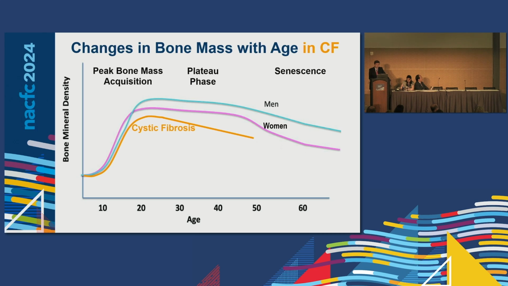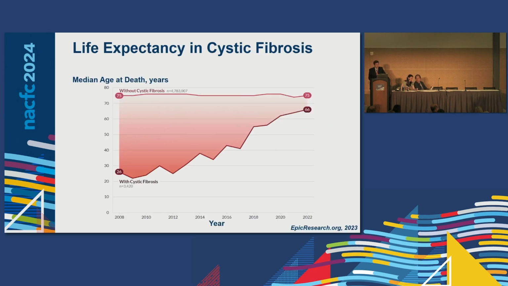So going back to this graph, I've showed you that people with CF have lower peak bone mass and are losing instead of maintaining during the plateau phase. There's very little data telling us what happens beyond that. I could not find much in the literature on this topic. But clearly this is going to be important because, as everybody in this room knows, the life expectancy of people with CF has increased so much.